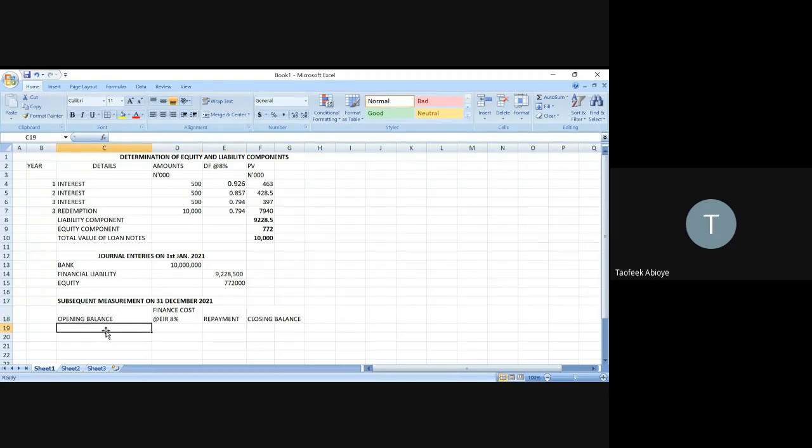Now, opening balance. What is our opening balance? This is our opening balance. Now, our effective interest rate is 8%. What are we going to do? We are now going to say 8% is 0.08 multiplied by this opening balance. So that will be our finance cost.